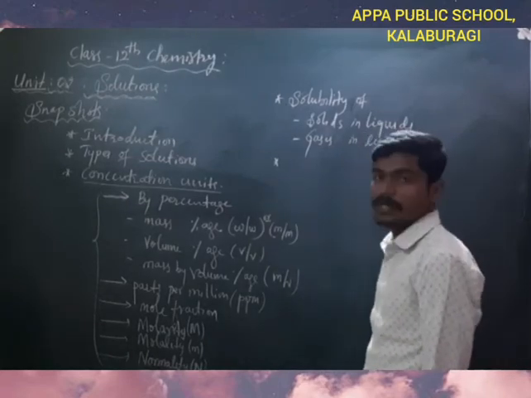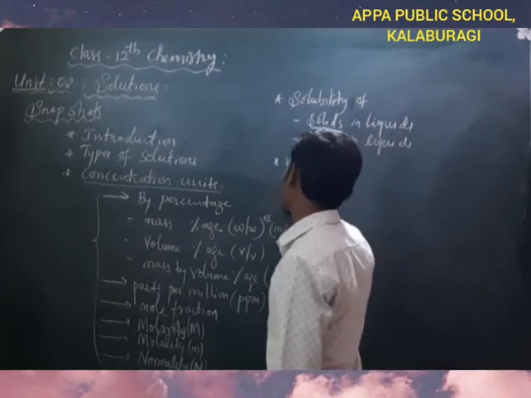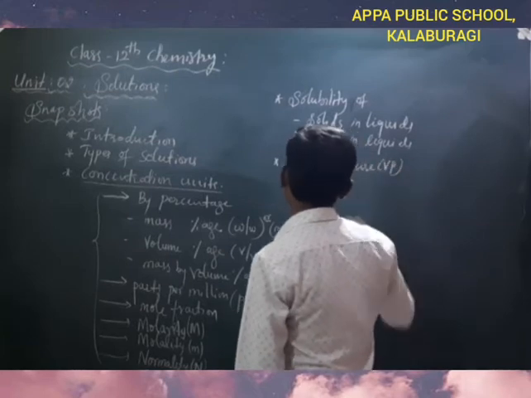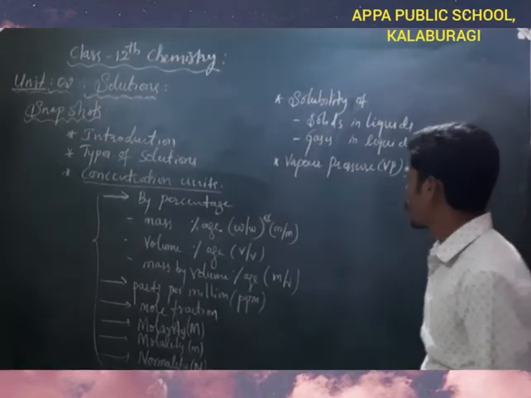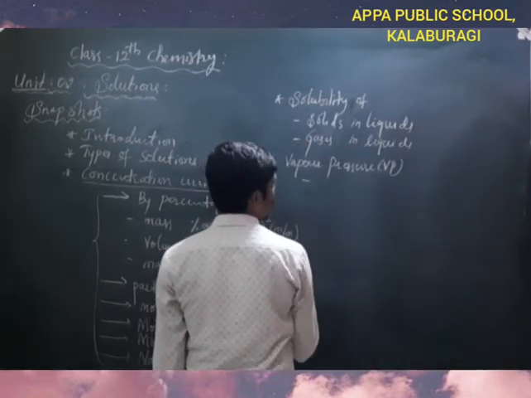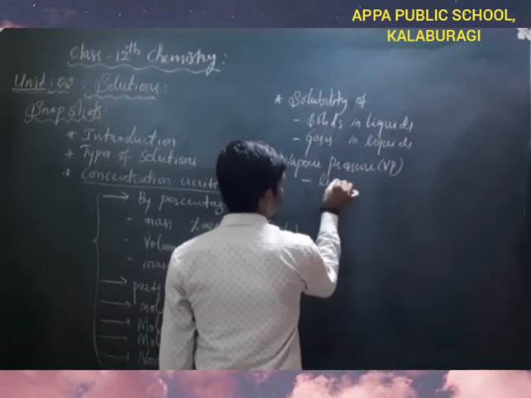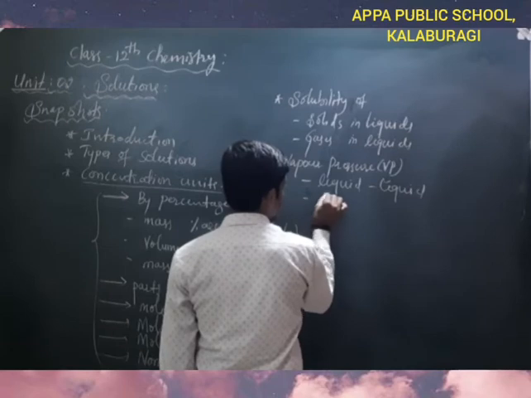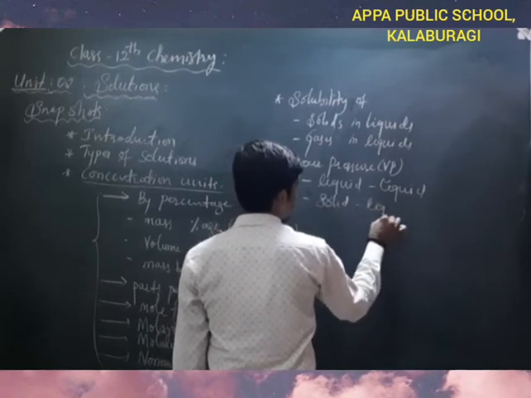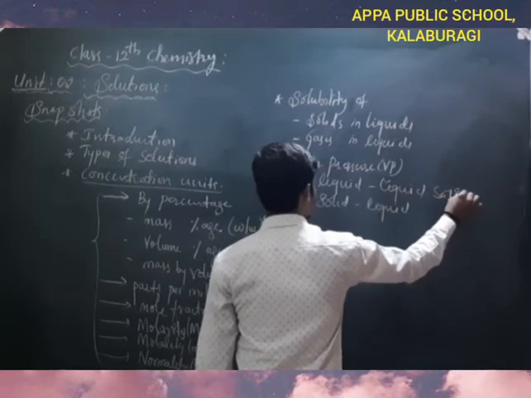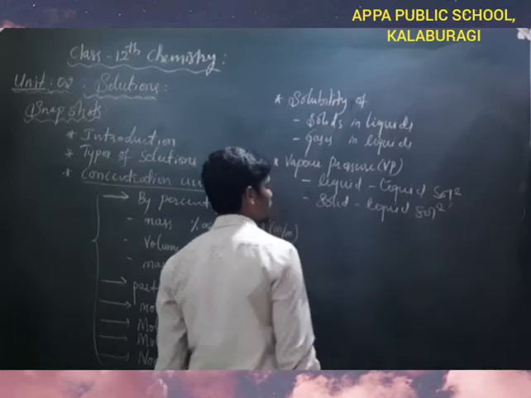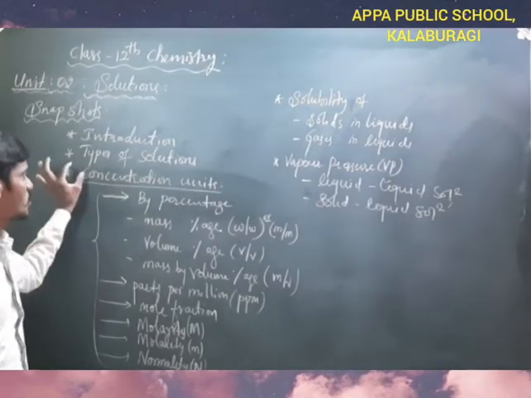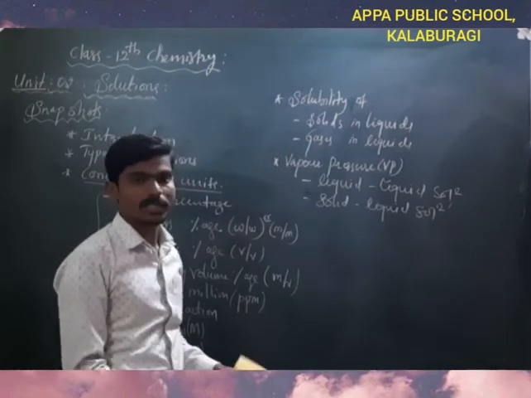The next point after solubility is vapor pressure. Vapor pressure: the basic definitions, then vapor pressure of liquid solutions, and vapor pressure of solid in liquid solution. Vapor pressure of liquid solutions and solid-liquid solutions are the two concepts. So in this topic, types of solution and concentration units are covered; this is the second point, solubility, and the third point is vapor pressure.